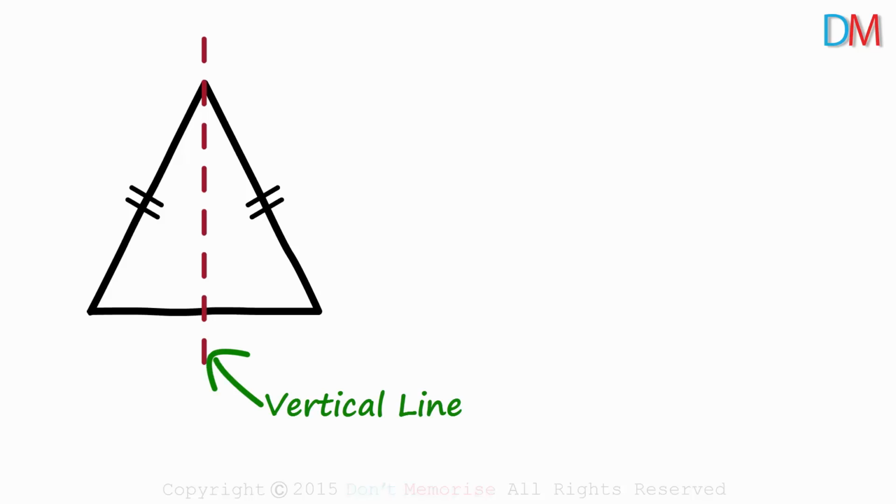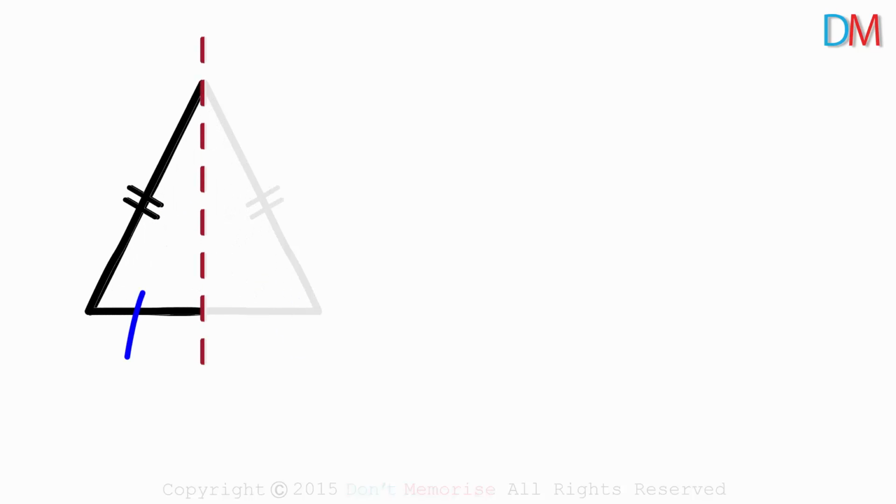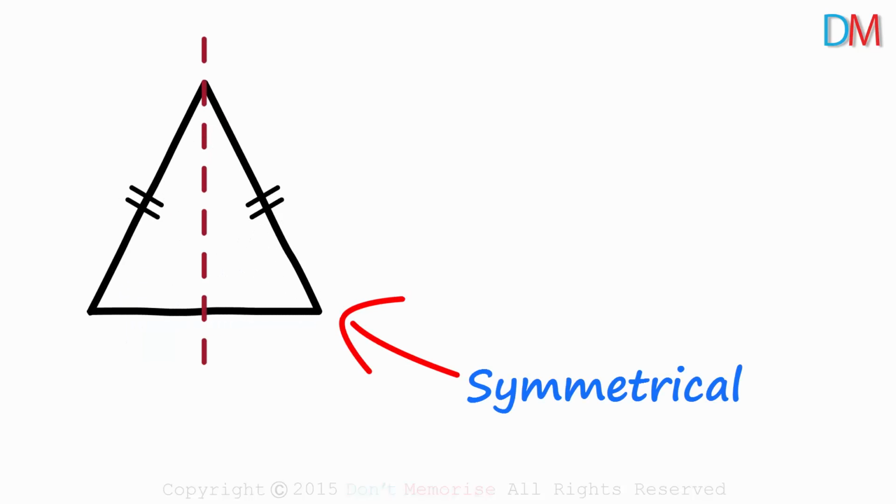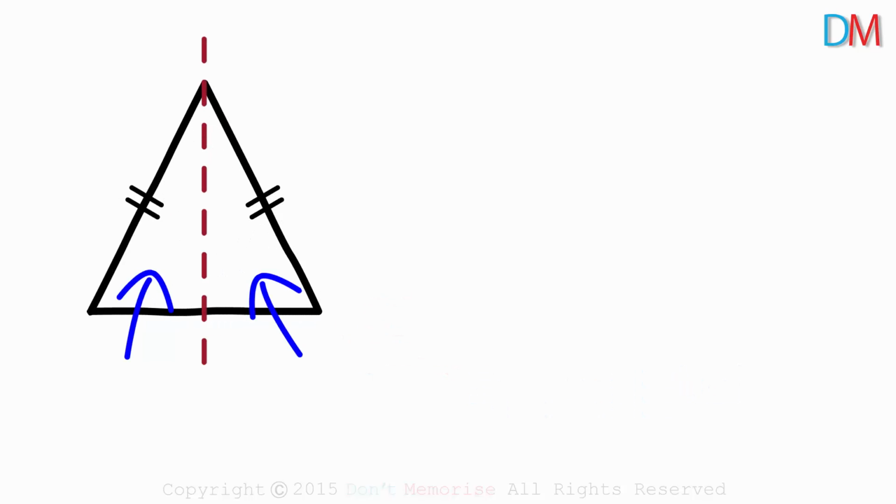Yes, it's a vertical line which divides the triangle into two parts which match exactly when folded along the line. If the part on the right is taken over to the left, we see that they overlap exactly. And that is why this shape is said to be symmetrical. The two parts match exactly when folded along a line.